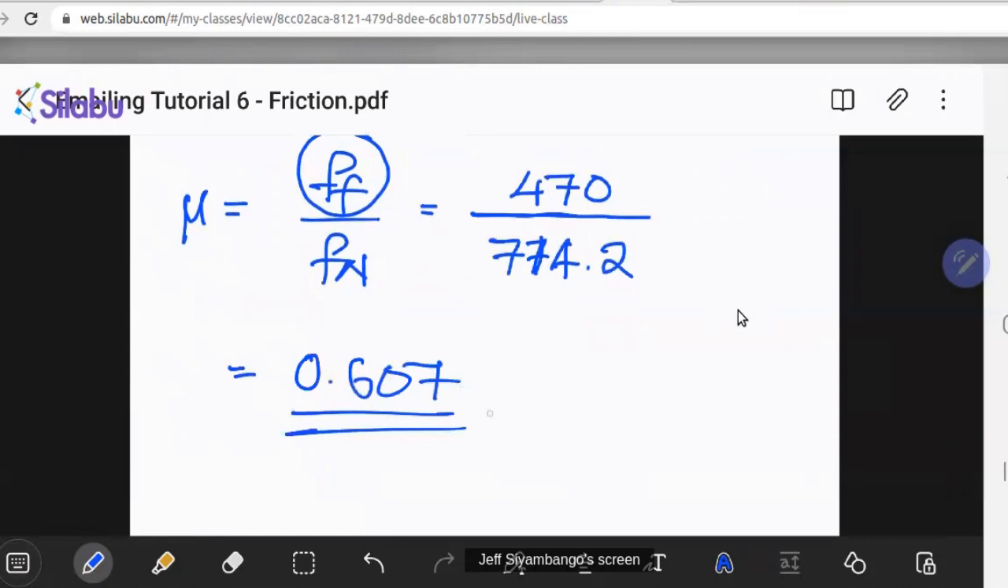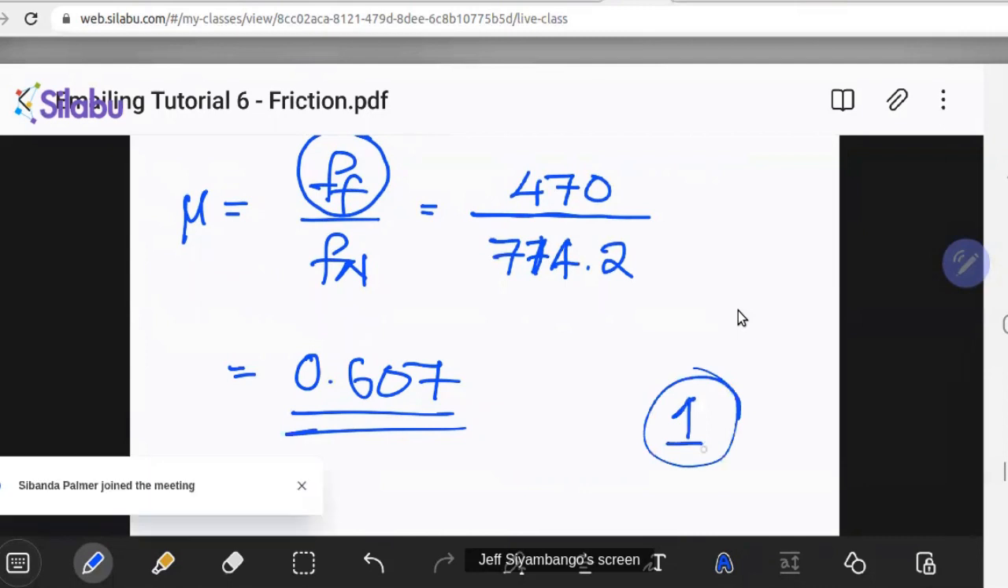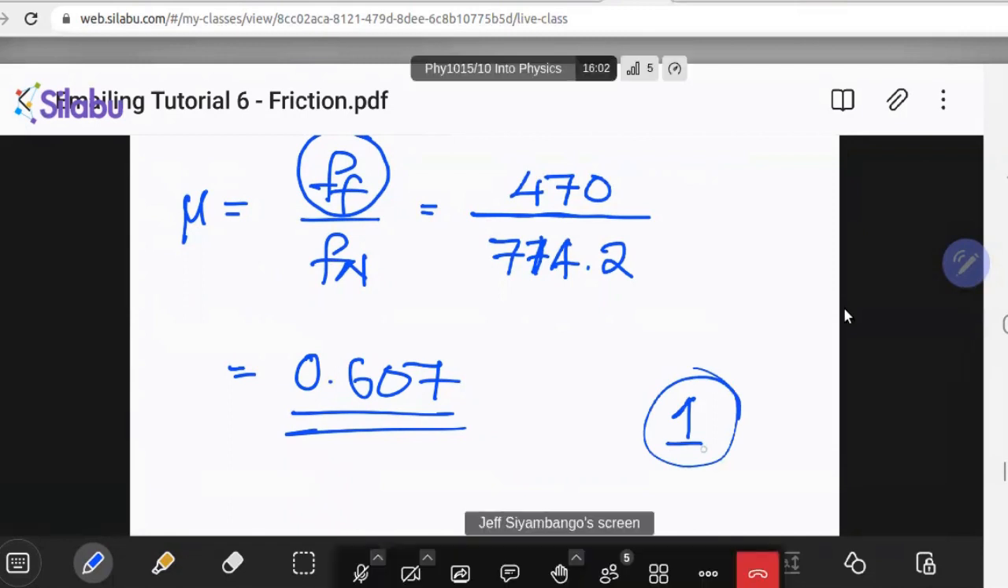And remember what I mentioned last time. The coefficient of friction is a very small number. It should never exceed 1. So the maximum it can ever be is 1. So if not 1, it has to be less than 1. So that is what the coefficient of friction is. So with this done, we can move on to question 7.